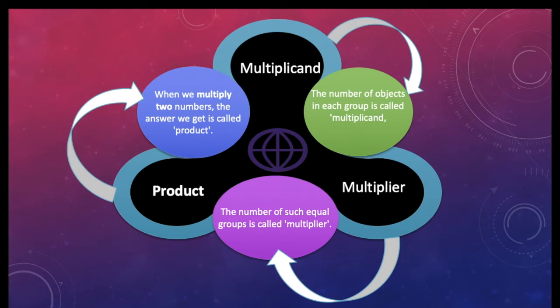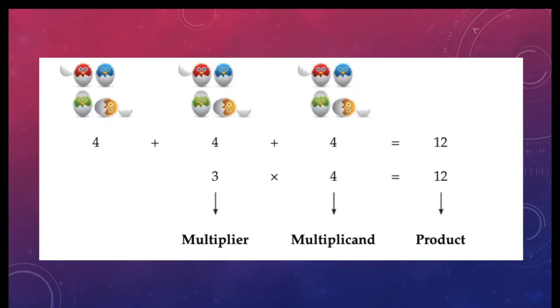Come, let me explain it with an example. Here we have newly hatched chicks. In a group there are 4 chicks. And how many groups do we have? We have 3 groups. So, these 3 groups is called the multiplier. The number of newly hatched chicks in a group is called the multiplicand. So, in one group we have 4 chicks, so it is the multiplicand. And how many groups do we have?